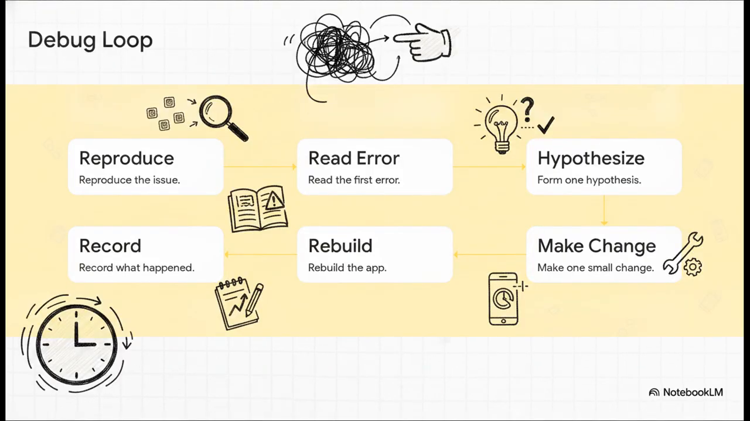Debugging can definitely cause some panic, but we're going to make it a repeatable science. Whatever you do, don't just wildly delete code. Step 1, reproduce the bug. Step 2, read that first error. Step 3, form a single hypothesis about what's wrong. Step 4, make exactly one small change. Step 5, rebuild the app. And Step 6, record what happened. Then just repeat the loop.